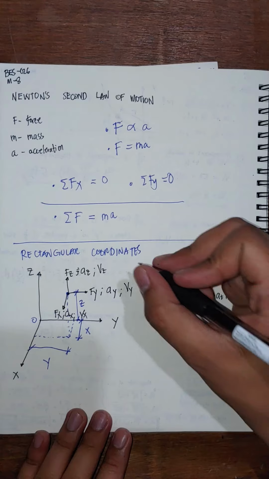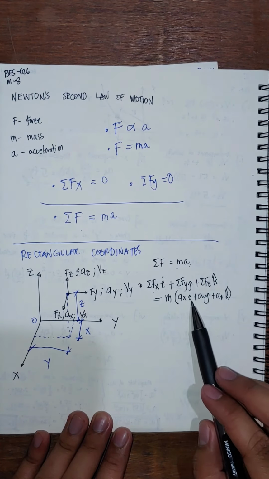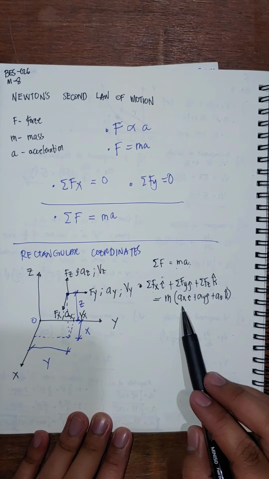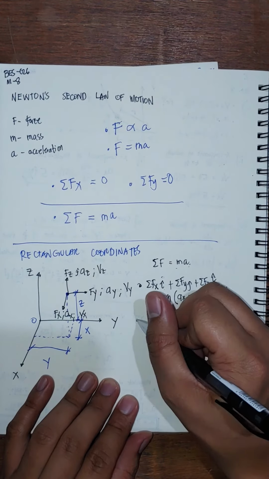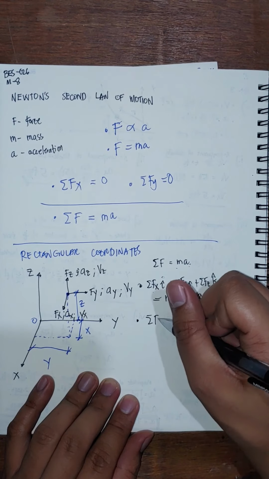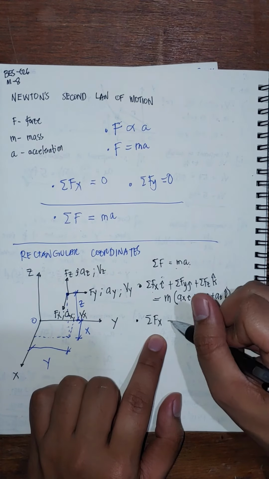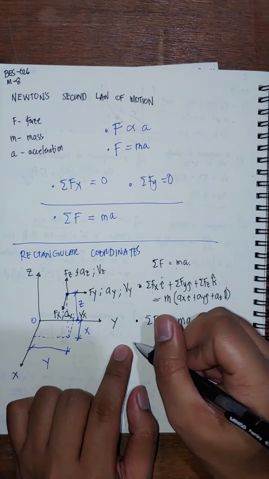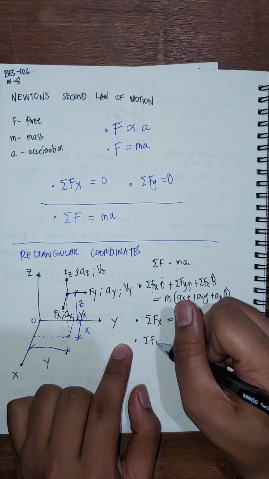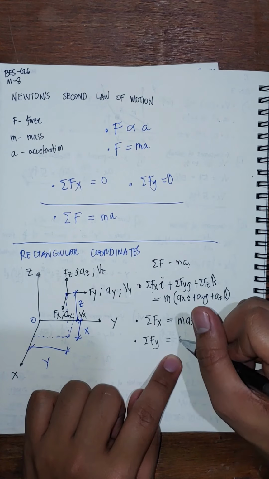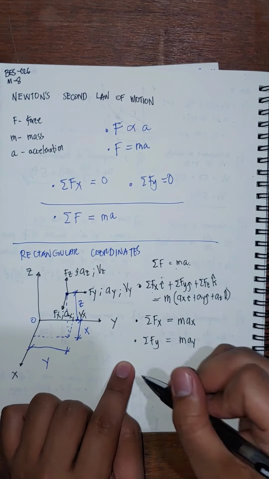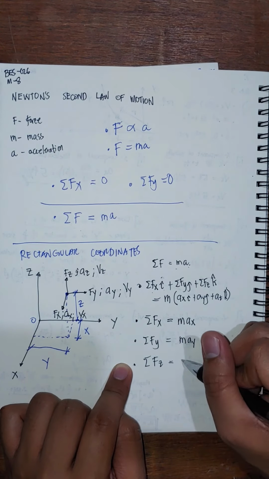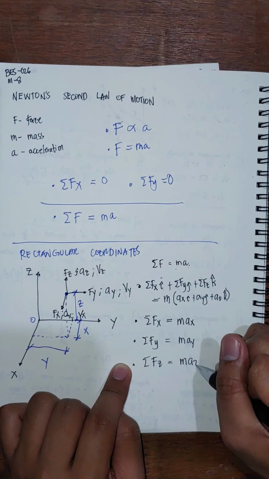So it means then that if we separate the force into x, y, and z, and also the acceleration x, y, z, we can write for each coordinate like this. The summation of forces x is equal to mass times the acceleration along x. The summation of forces y is equal to the mass times the acceleration along y. And then the summation of forces z is equal to the mass times the acceleration along z.